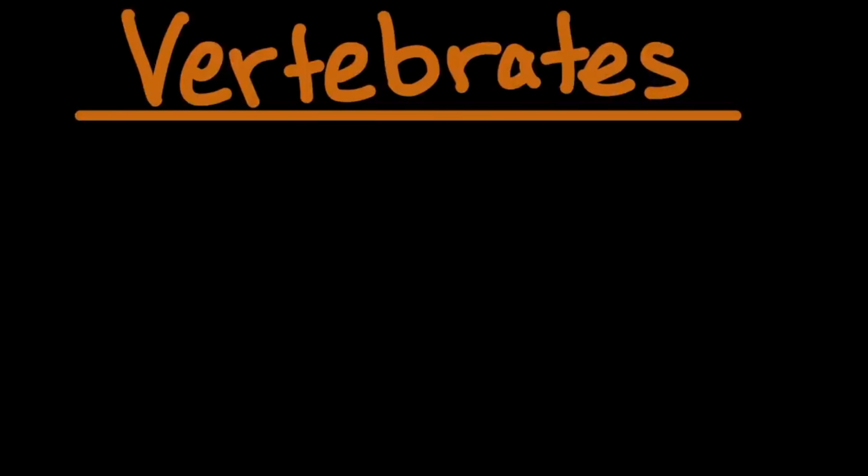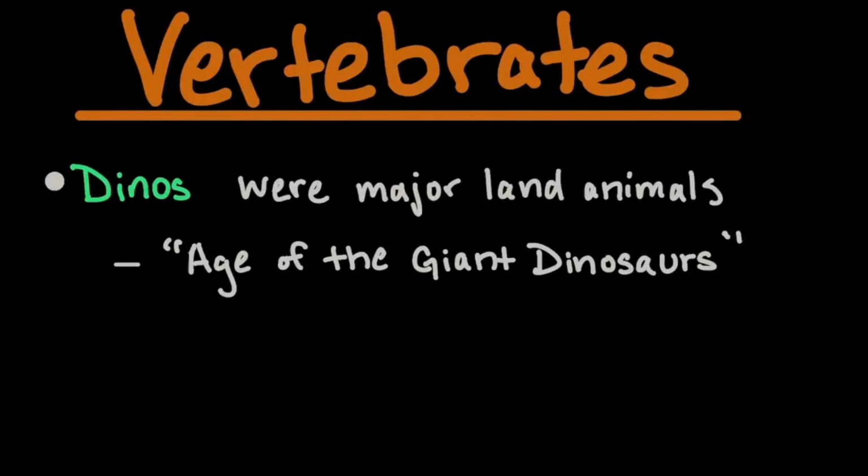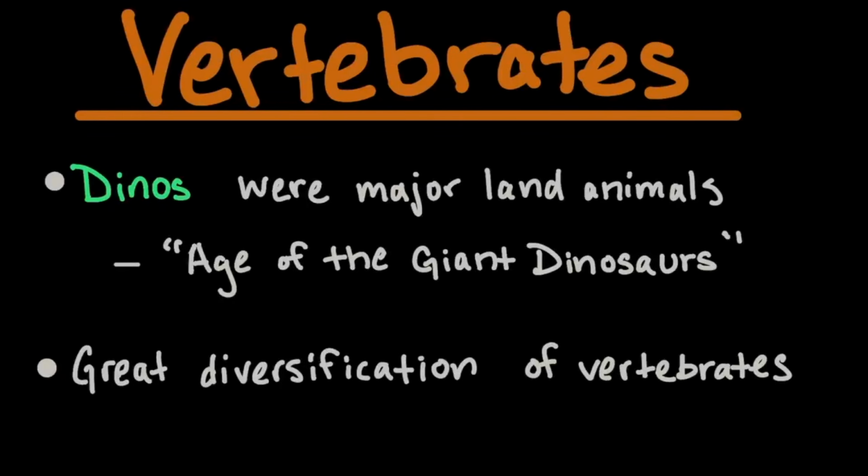After the Triassic mass extinction event, dinosaurs were now the major land animals. The Jurassic was known as the age of the giant dinosaurs. There was great diversification in other vertebrates, especially in other reptile groups. We'll talk about dinosaurs in upcoming videos and focus on other vertebrates during this time.